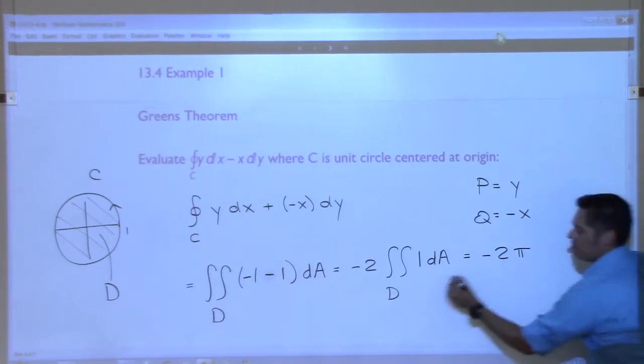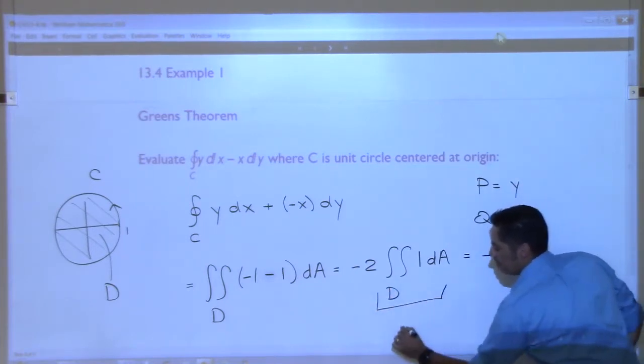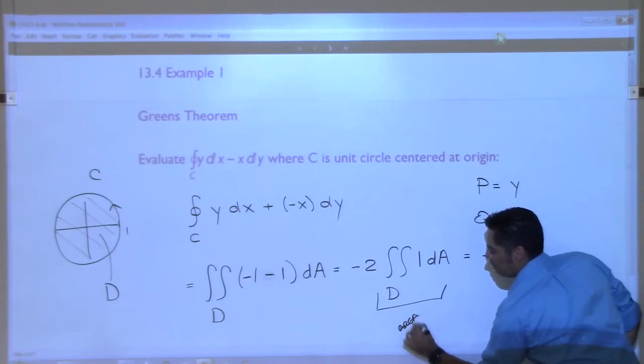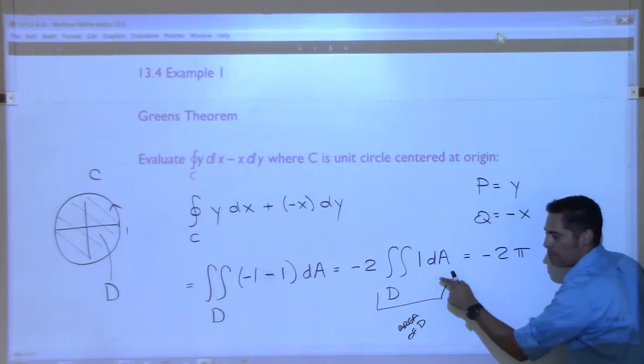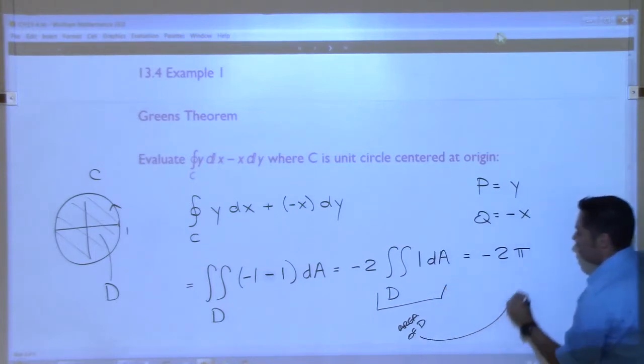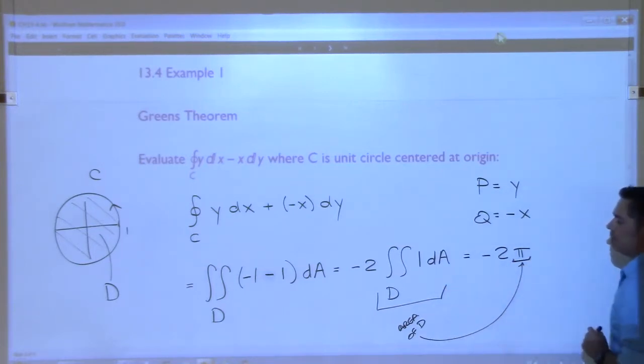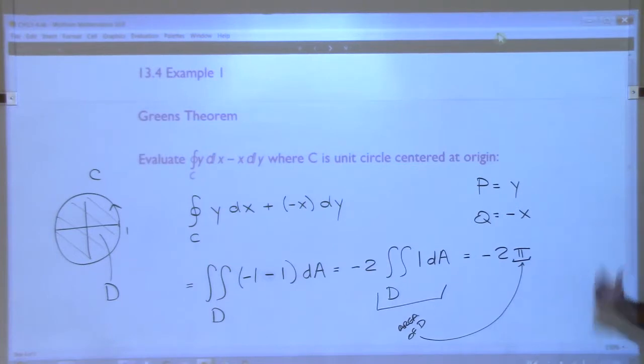Just make sure you understand. This right here is the area of D. I told you that was important, right? Back in the day, I said, remember that formula? Okay, and the area of that is pi. Pi r squared, but r is 1, so it doesn't matter. Okay, that was pretty fast, wasn't it?